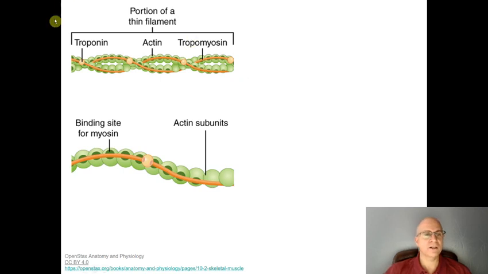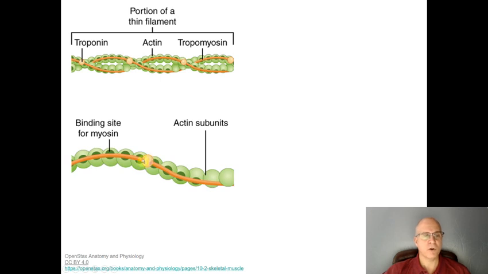Okay, so here we see our F-actin, our fibrous actin, which is made up of 2 strands of G-actins. Attached to that, we've got this long rope-like tropomyosin here. The tropomyosins are covering up the binding sites on the G-actins. And you can see this a little bit more closely here. The long rope-like tropomyosin is covering up the binding sites on the G-actins.